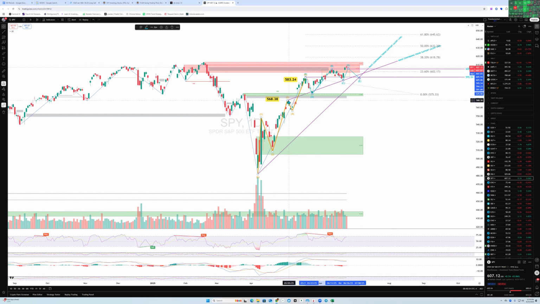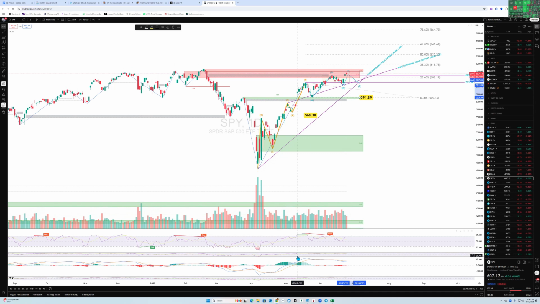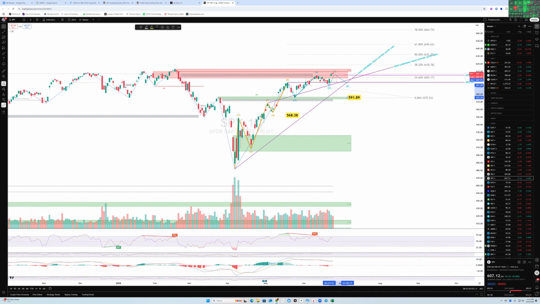Now I'm using an internal trend support. Basically I'm anchoring off of this 568, and I was using this. I'm going to switch it to this 591.89. So I'm looking at that as wave confirming trend support where our alerts are. And for those of you that don't know, my work revolves around Elliott wave and other technical tools that give me a roadmap towards the future.